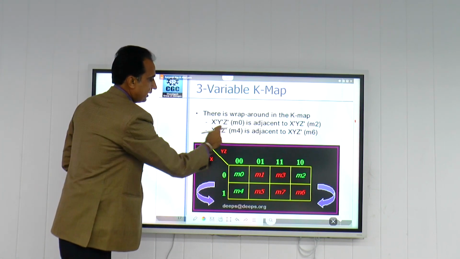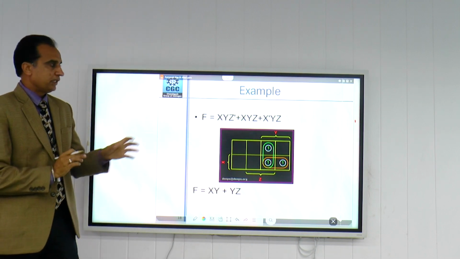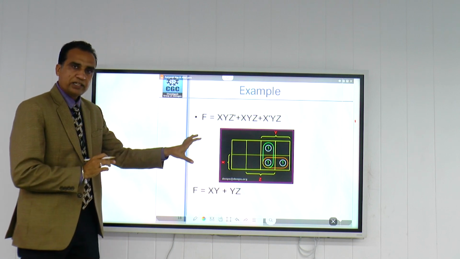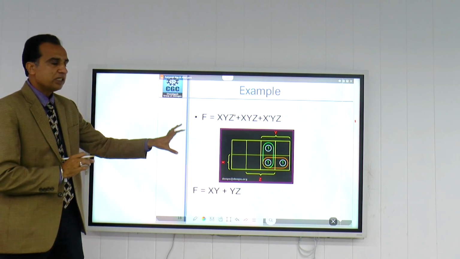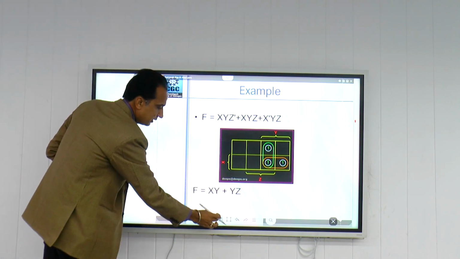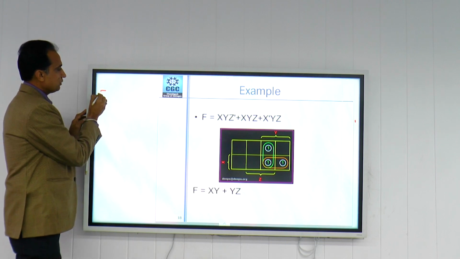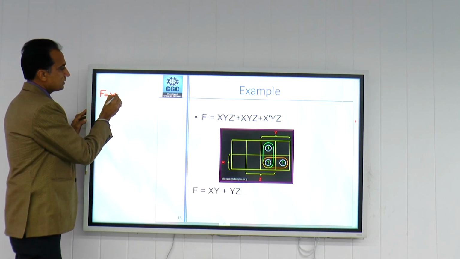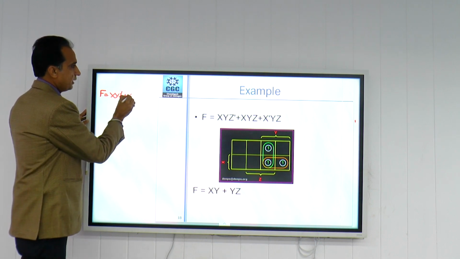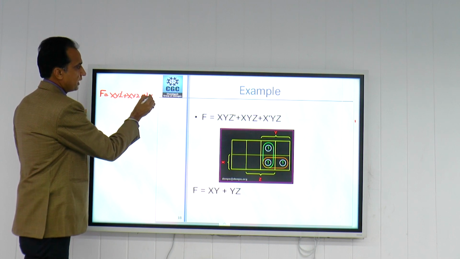I am going to jump directly to the example. Now this example is given to us. In this case, three variables are given to us. We have to fill the K-map according to the three variables, then solve this equation and simplify it. Now, which equation is given to us? F is equal to x y z complement, x y z, x complement y z.